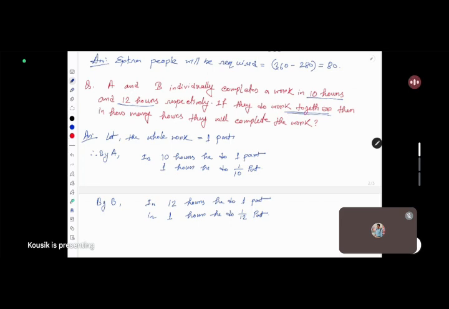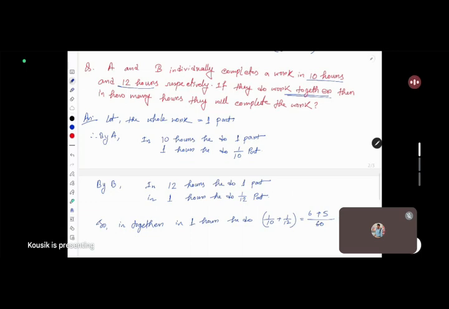So in 10 hours he does one part, so in 1 hour he does 1 by 10 part. Similarly, in 12 hours he does one part, so in 1 hour he does 1 by 12 part. So together in 1 hour they do 1 by 10 plus 1 by 12, that means 11 by 60 part. So they together in 1 hour complete 11 by 60 part.